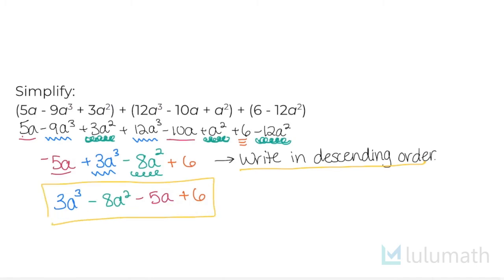Now, if you want to save yourself a step, you can initially start by collecting your like terms in descending order. So instead of starting with this 5a here, we can just start with this 9a cubed here, and then collect that with this positive 12a cubed and put that together and go in that order. Whatever you prefer, whatever makes the most sense to you is totally up to you.